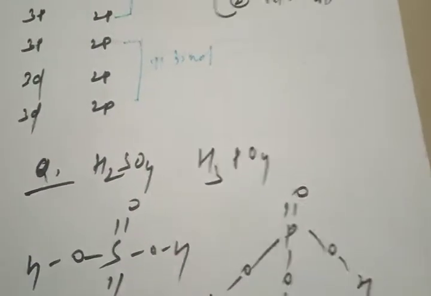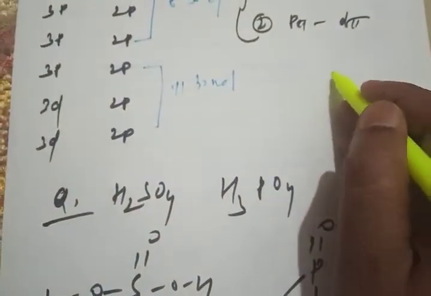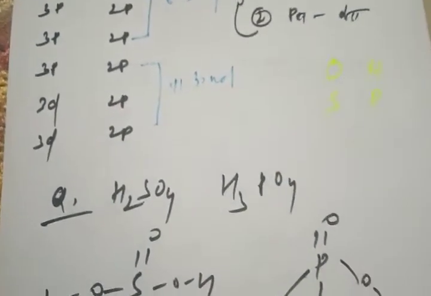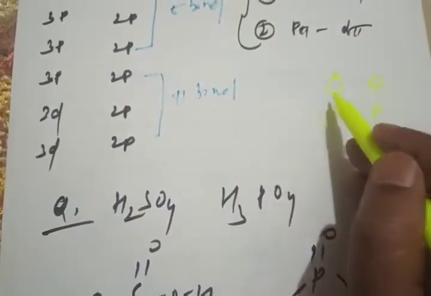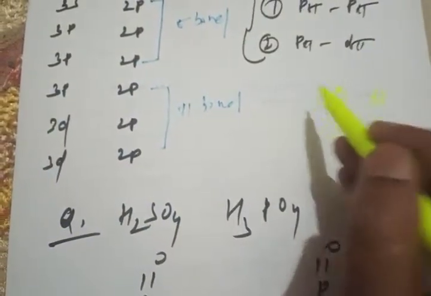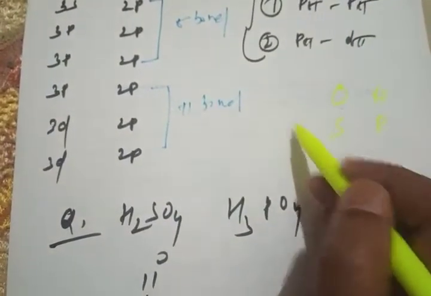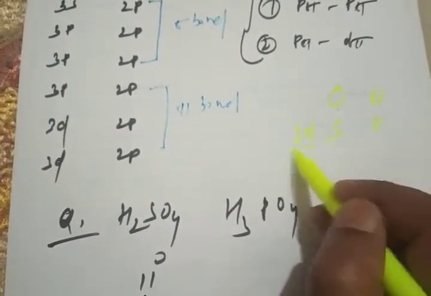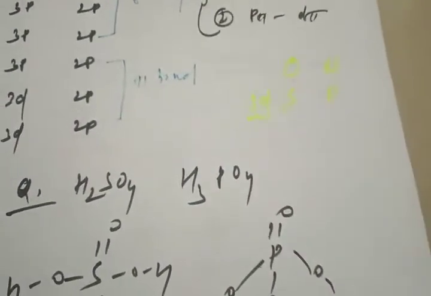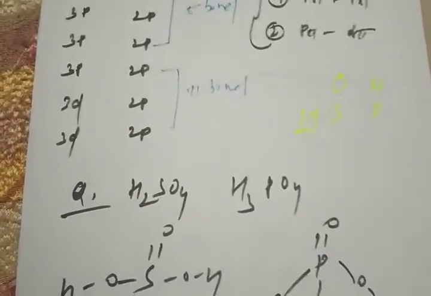And one thing you should remember: oxygen, sulfur, nitrogen, phosphorus. Oxygen and nitrogen cannot extend their valency. That means they have a limitation of 2p, whereas sulfur and phosphorus can extend their valency up to 3d orbitals, which is not possible in the case of oxygen and nitrogen. So this is the question of sulfur and phosphorus. You can take a hint from this.